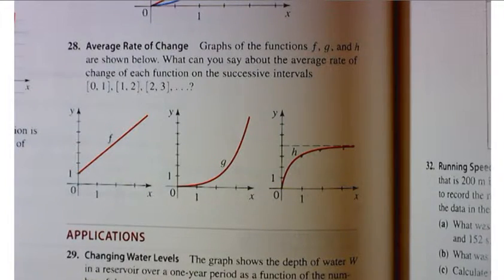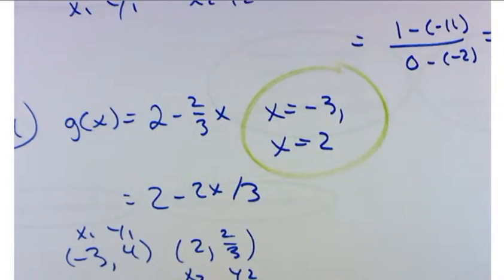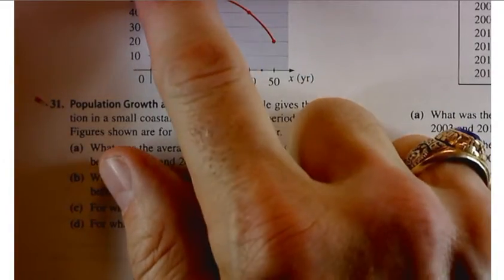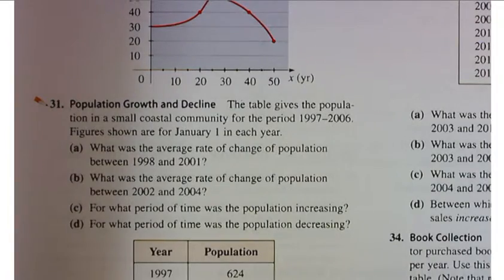Problem 30. Going back to our population growth one. So we've kind of seen this one before. They just have some different questions to ask about it. I'm curious if this actually refers to a real town. The data looks a little bit too clean though.